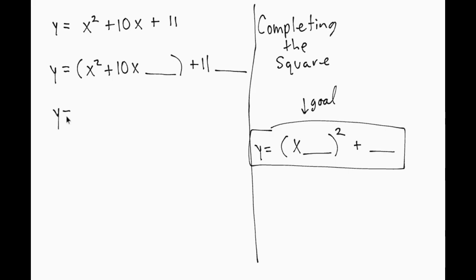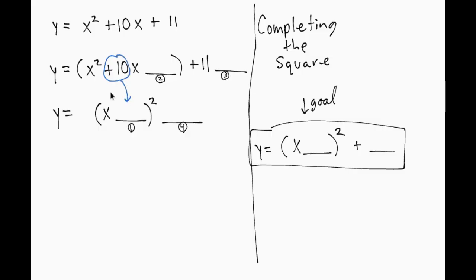Then, before we fill in our blank spaces, come down to the next row and write y equals parentheses x with a blank space, close parentheses squared and another blank space outside parentheses. We'll fill in our blank spaces in this order: bottom left first, then top left, top right, then bottom right.